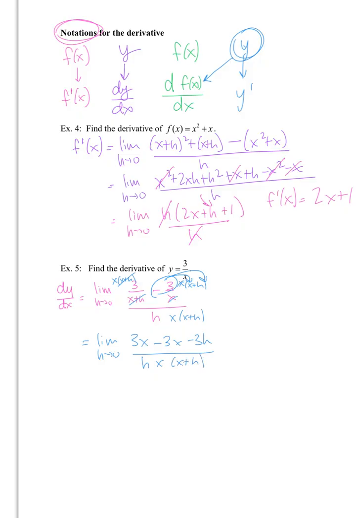Now let's see what cancels. 3x minus 3x is gone. That h now cancels with that h. And now I'm officially able to take the limit. I get negative 3 on the top. If this h is a 0, I now have x squared in the denominator.